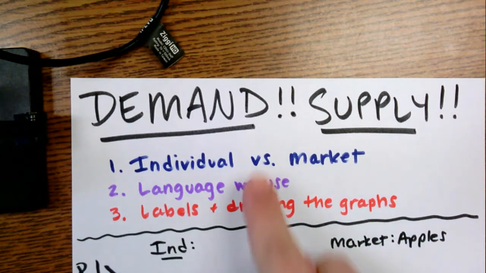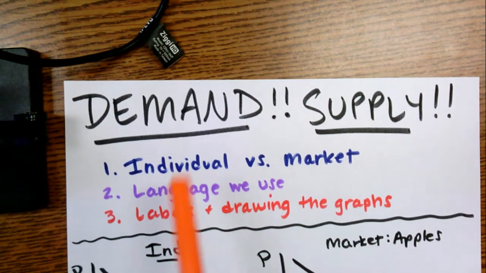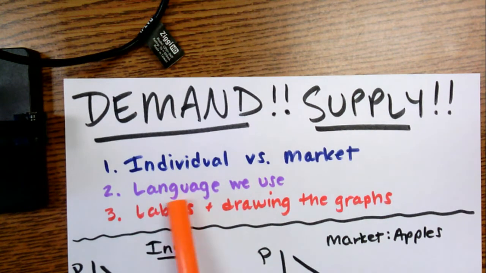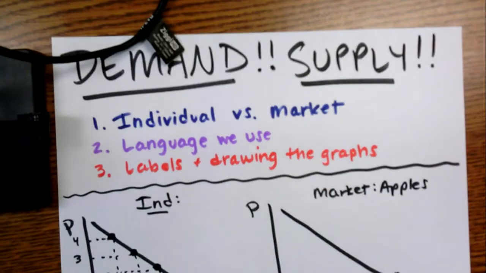So there's three things I'm going to talk about in this video: the concept of individual versus market, demand and supply, the language that we use to refer to these, and that includes both how we write about demand and supply and how we speak about it, and then lastly, how we label and draw these.